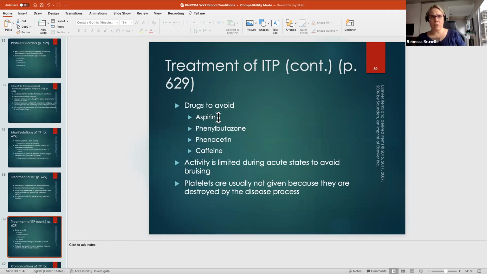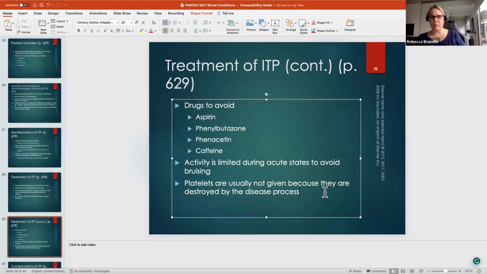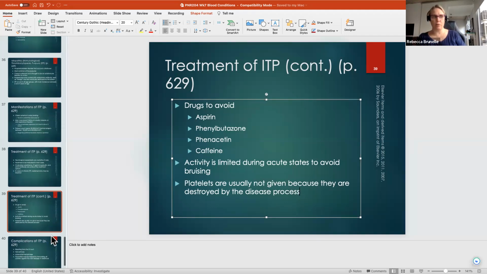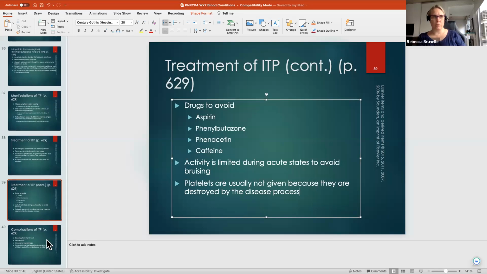And all of these drugs here, aspirin, caffeine, phenacetin, all of these cause or make it more likely for you to bleed. So you're going to avoid these drugs if you already have a platelet problem. And generally speaking, even though the platelets are low, you almost never give platelets to these patients because they're in this autoimmune process where they break down the platelets. So if you give them platelets, they will also break down those platelets. So it doesn't really serve much of a purpose. Sometimes they will be admitted in the hospital for really, really close monitoring if their platelet levels are particularly low.